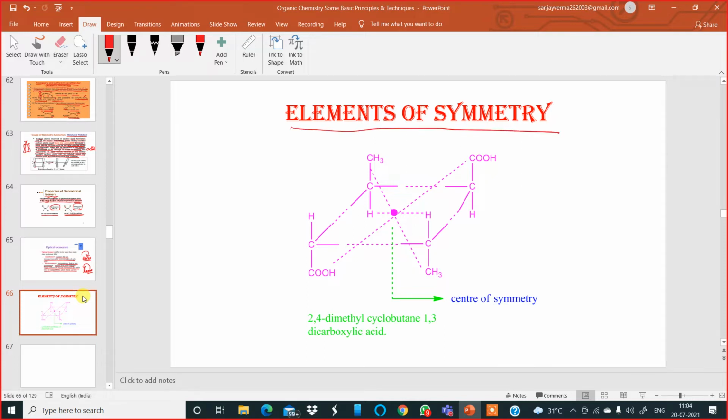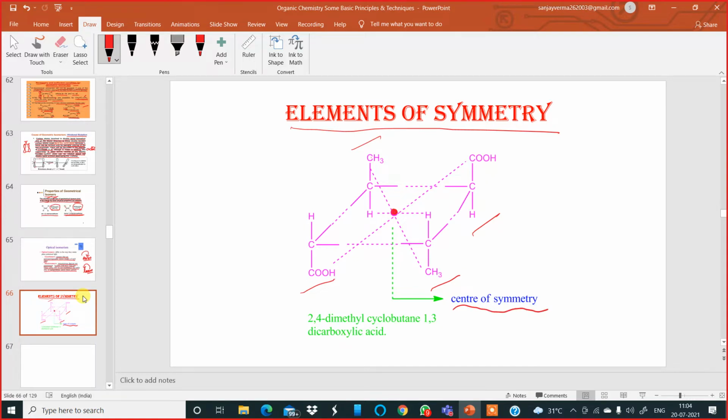Elements of symmetry. Have a look at this molecule on the slide, on your screen. There is CH3, COOH, CH, C, CH3, CH, COOH. Now you compare this and this, they are similar. You compare this and this, they are similar. This organic compound, this molecule, has a point of symmetry. It has a center of symmetry.